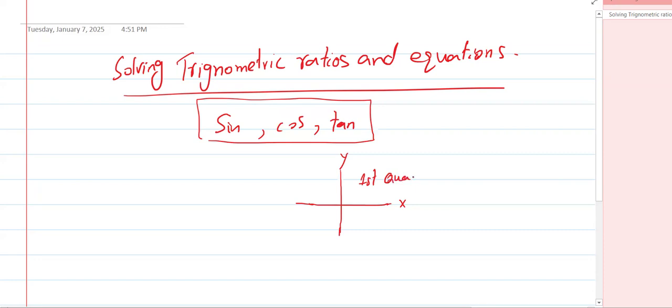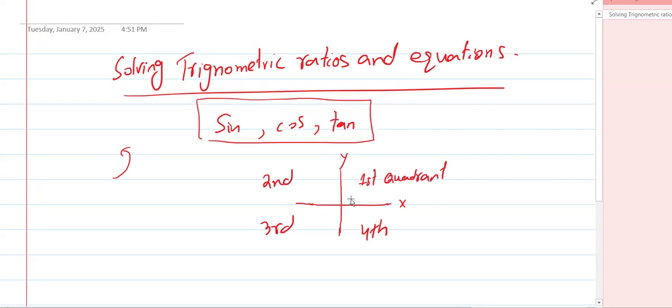So this is the first quadrant, second quadrant, third quadrant, and fourth quadrant, because when we take the rotation anti-clockwise, it is the positive rotation. So first quadrant, second, third, and fourth quadrant.